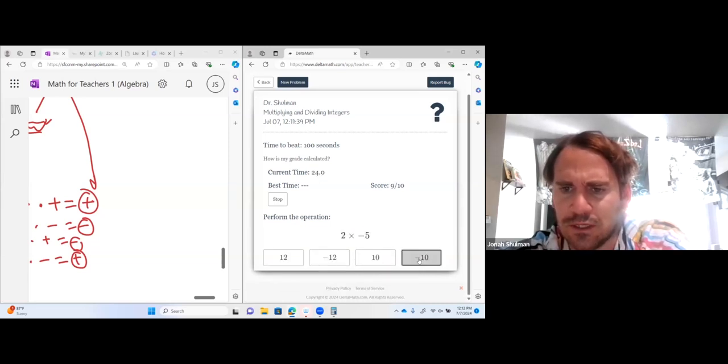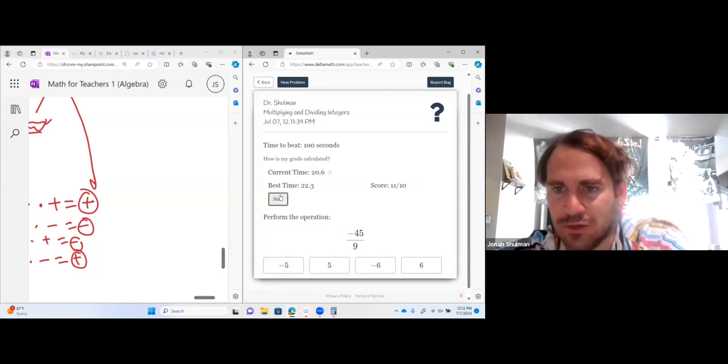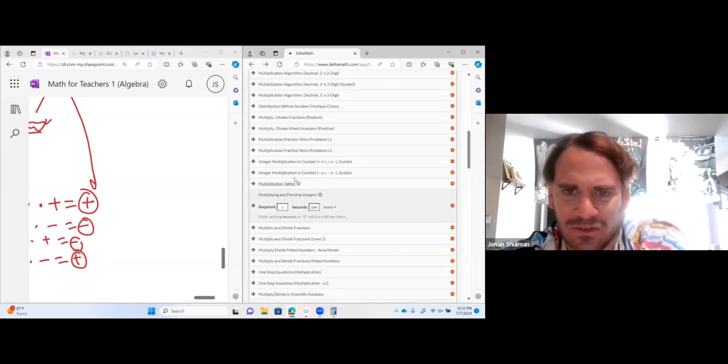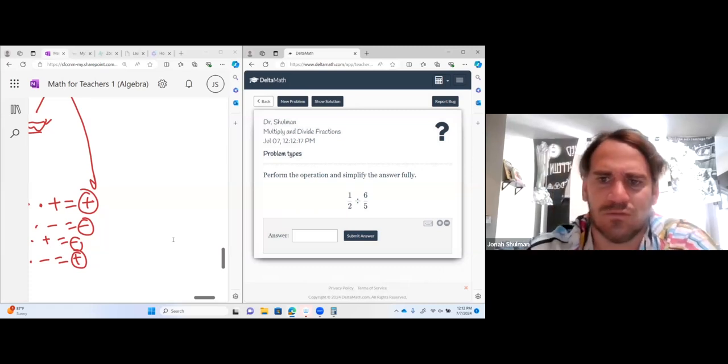-27. -10. -8. Oh, I already went too far. Okay, so these are just helpful for showing students ways that they can practice. All right, so here we go. Here's some division, a very simple one.